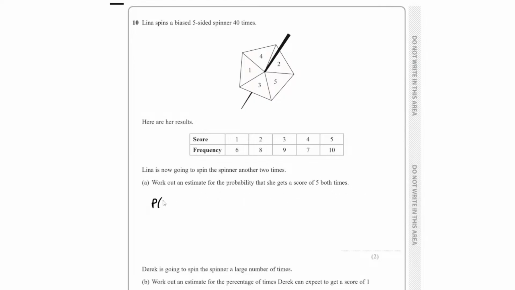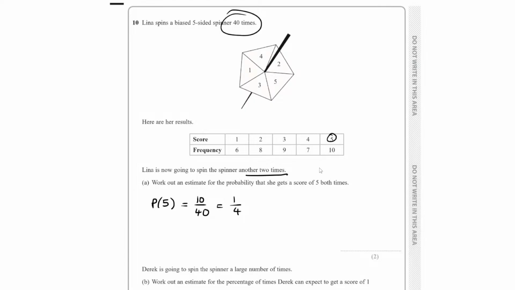So the probability of getting a 5 once, if you look at this table, so 5 is here, out of 40 times, she got a 5 10 times. So do you see how that, as a fraction, as a proportion, or as a probability, is 10 out of 40, which you can obviously then simplify. So this is our estimated probability, that it's probably roughly about a quarter chance of getting a 5, is what we're saying. Now that's once, though.